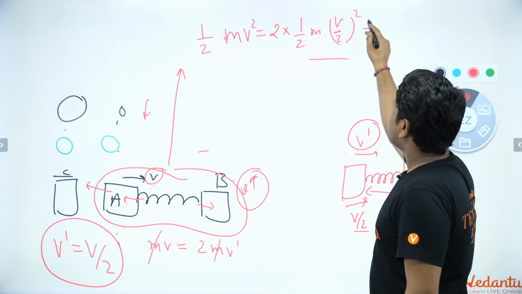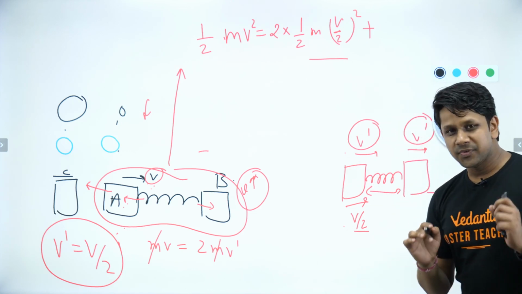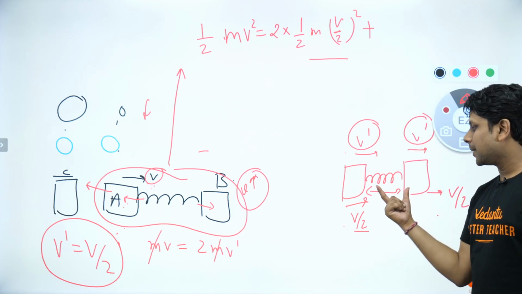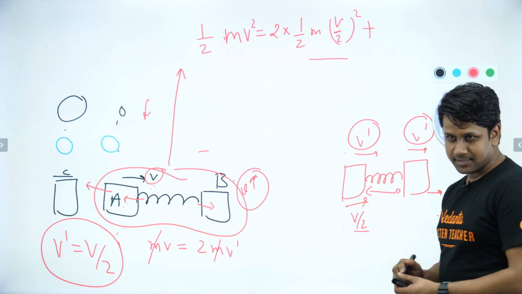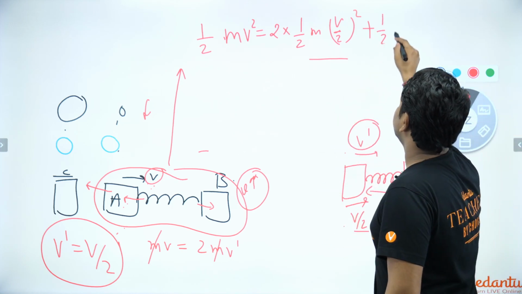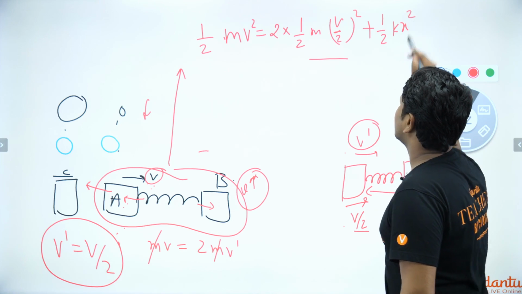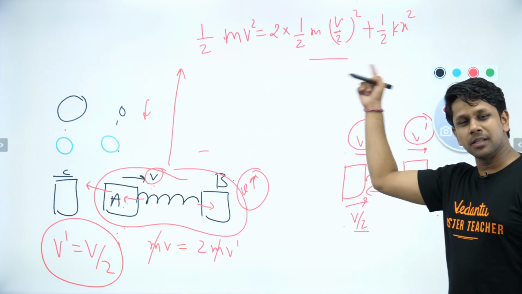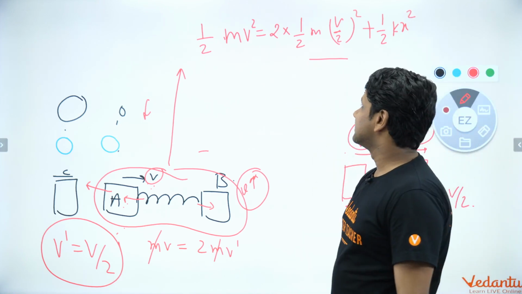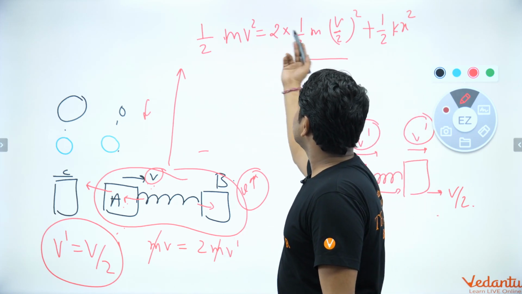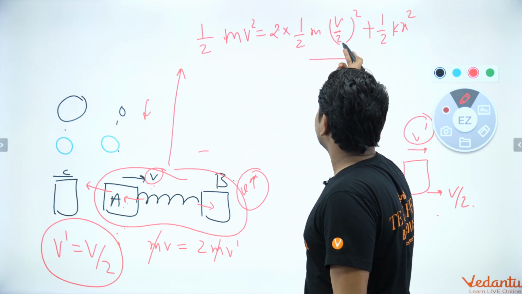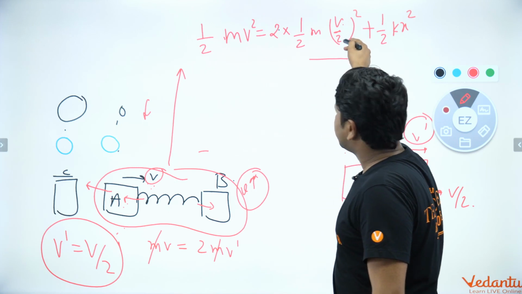This is the energy. Apart from that, because we are considering spring is compressed by X max, the spring potential energy will be half kx square. Just solve this equation now and get the answer. अब देखो ध्यान से. So half mv square, this 2 and this 1 by 2. So this v square by 4, right?